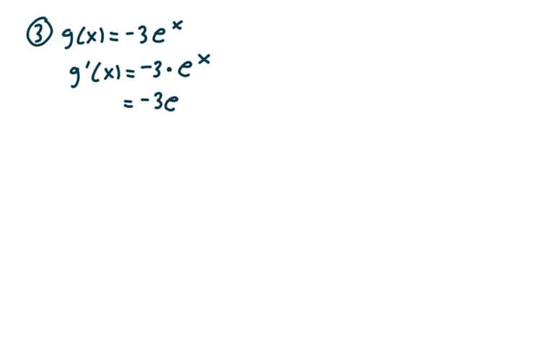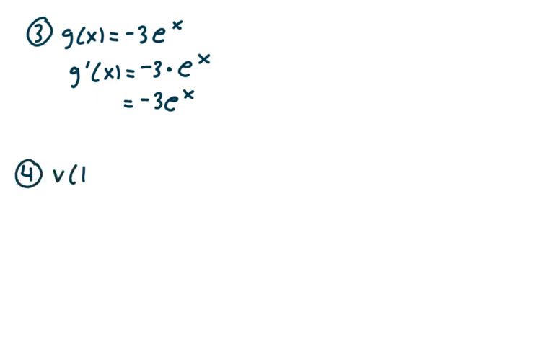Suppose g of x is equal to negative 3e to the x. g prime of x is negative 3 times, and remember the derivative of e to the x is e to the x. And so this is negative 3e to the x. Number 4.